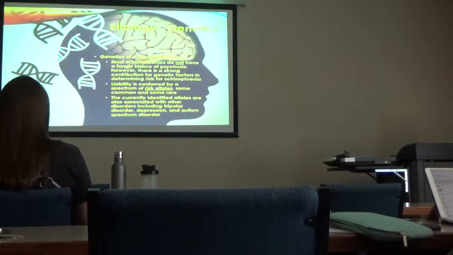Here's more stuff. Now this is interesting, most schizophrenics do not have a family history of psychosis. So the first time a person has psychosis, most people do not have a family history of it. Okay. However, there's a strong contribution for genetic factors in determining risk for schizophrenia. The liability is probably conferred by what they refer to as risk alleles, groups of genes that code. And they have found that some risk alleles in people with schizophrenia are common across schizophrenics and some are rare. But these same alleles are also associated with other diseases like bipolar depression and autism spectrum disorder.